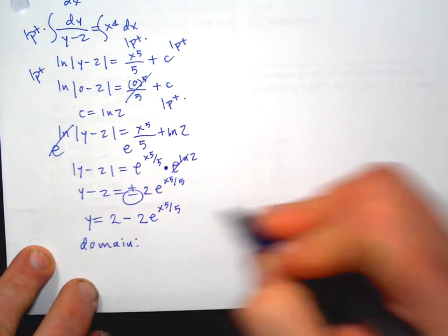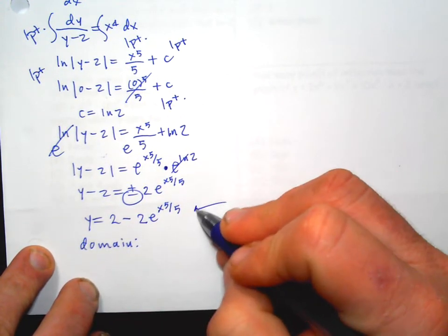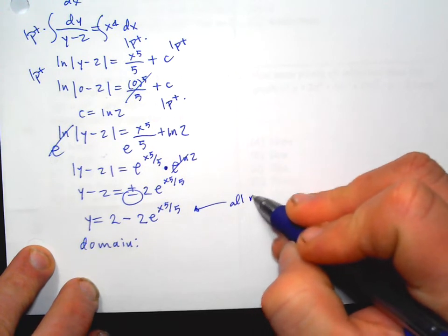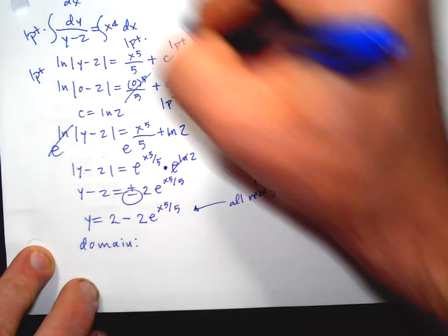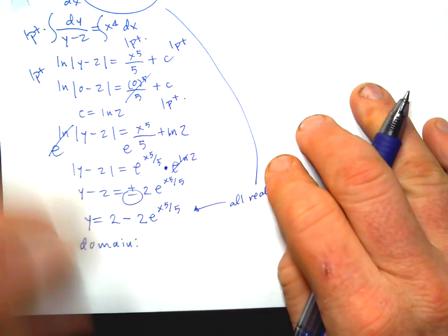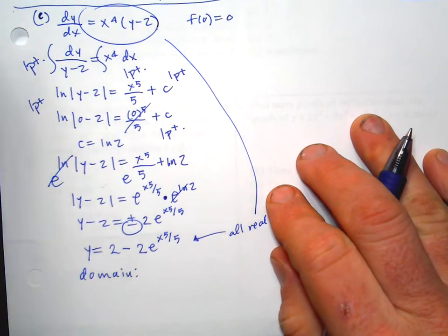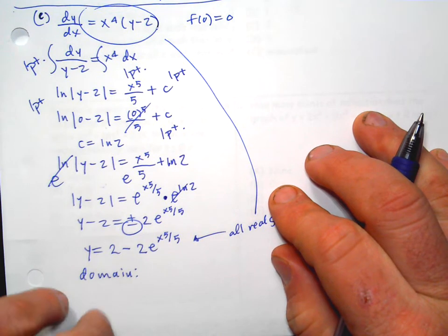And the domain has 2 issues. One, it's this one, which is all reals. But you also need to look up here and say, is there any x or y value that would cause the derivative to be undefined? Because if there is, you got to break up your domain there.